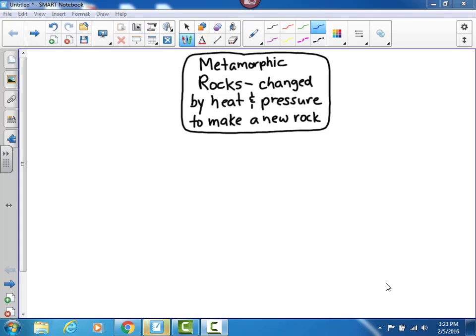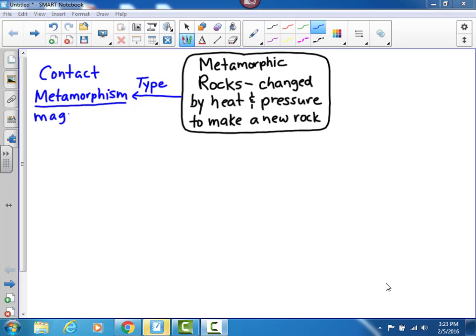There are two categories for metamorphic rocks, and they come from the type of metamorphism that causes them. There are two different ways that metamorphism can occur. The first is called contact metamorphism. And as you might expect, this occurs when you have contact between magma and the rock.